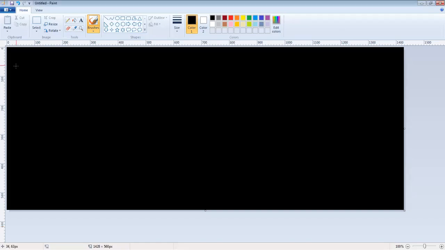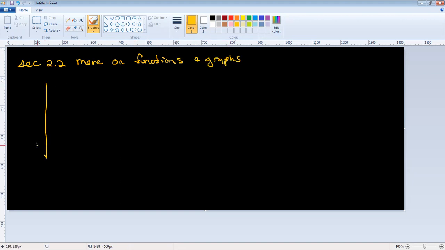Okay, let's talk about something. Let's talk about section 2.2. And this is more on functions and graphs. Okay, what if we have something like this? We have x1, we have x2, we have f of x1, and then we have f of x2.